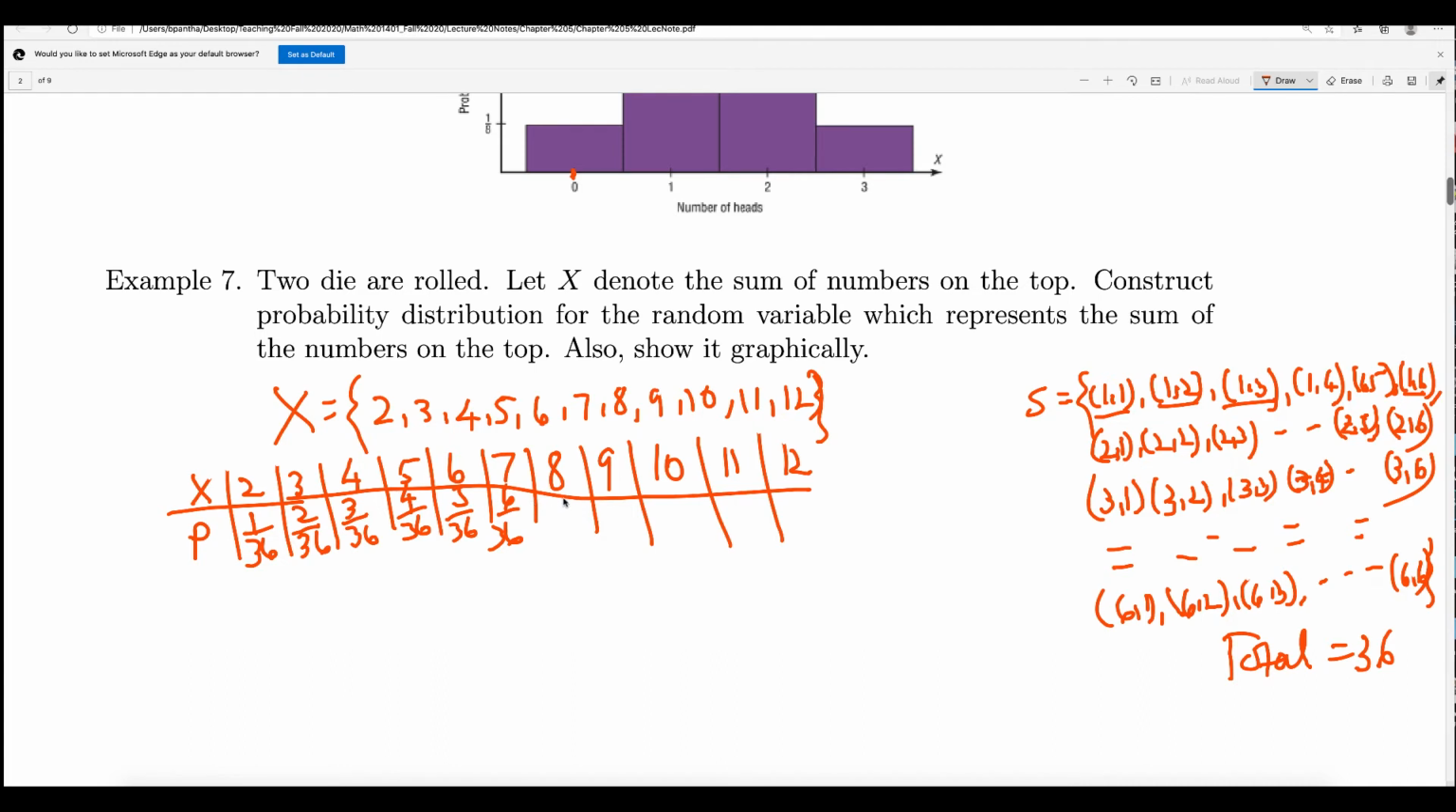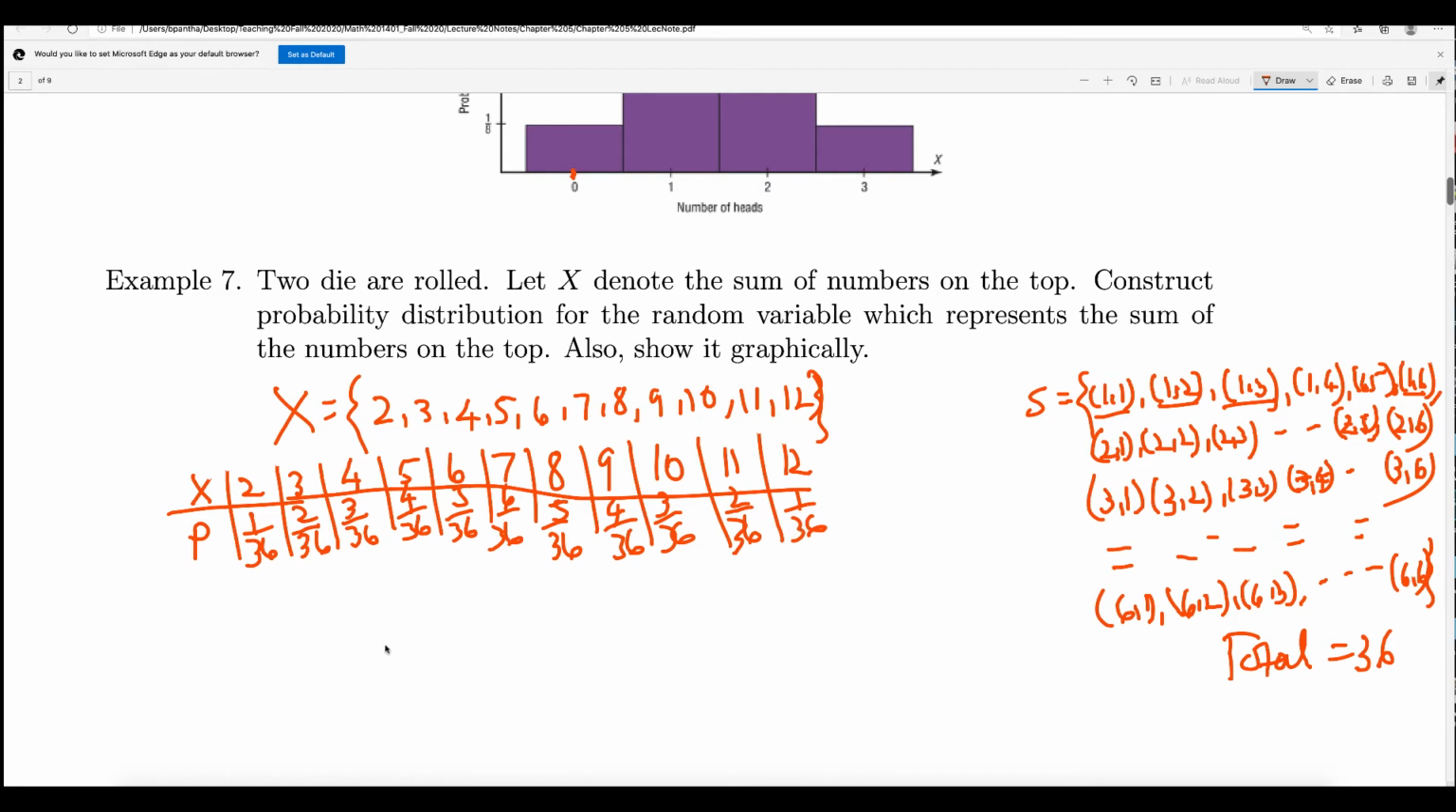How about sum 8? What are the outcomes with sum 8? That will be 2 6, 3 5, 4 4, 5 3, and 6 2. That is just 5, so 5 out of 36. If you count the others too, that will be 4 over 36, 3 over 36, 2 over 36, and 1 over 36. You see that the probability increases up to 7, and then it starts to decrease.